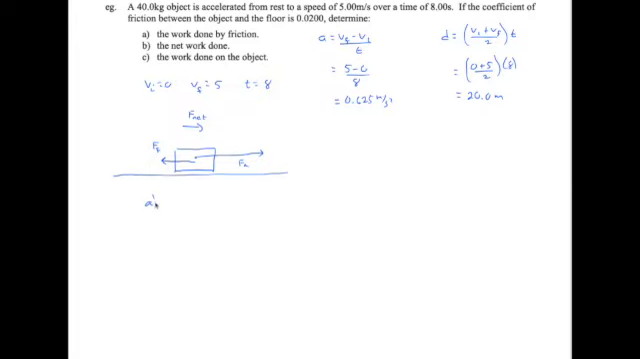Now for part A, we're looking at the work done by friction. Now the work done by friction is going to be the force of friction times my displacement. So if we find our force of friction, then we can just take that, multiply it by 20, and that'll give us then the work done by friction. So your force of friction, remember, is that value mu times your force normal. Now your force normal on a flat surface is just equal to mg, and so we'll have mu times the mass times g.